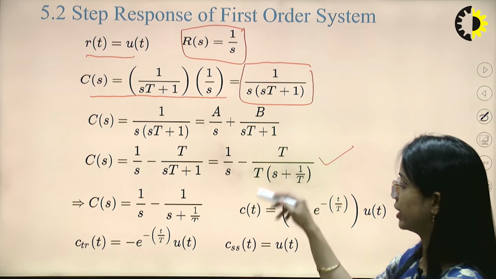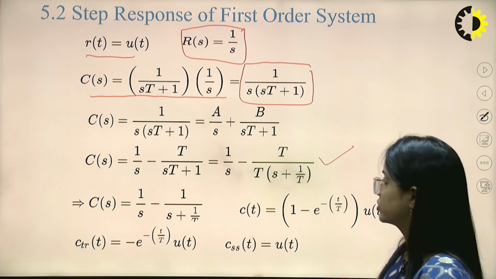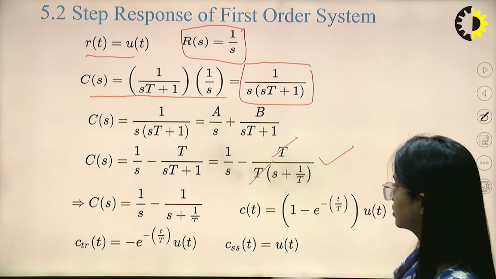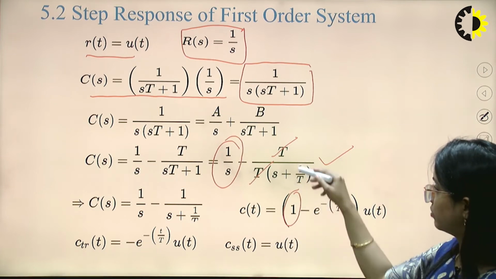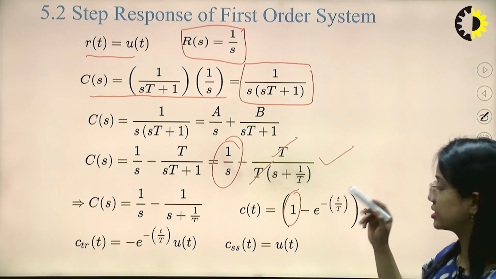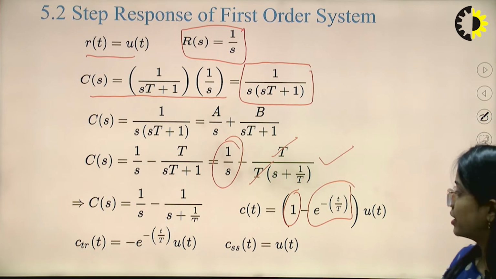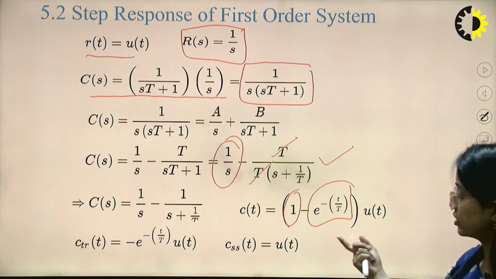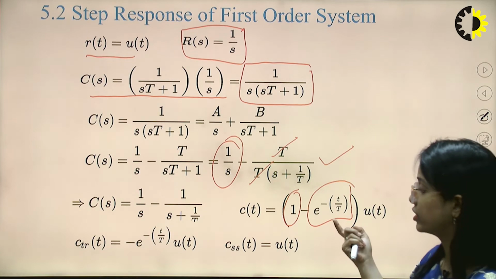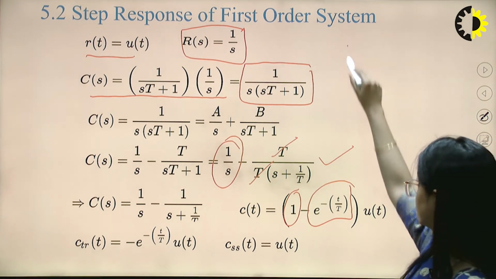C(s) will be equal to 1/s minus T/(Ts + 1), that is 1/s minus 1/(s + 1/T). So here we can see that this T cancels out. This 1/s is 1, and then 1 upon s plus 1/T, as in the previous case, is e raised to the power minus t/T. This is what we call the overall output, and from here as well we can see that we have to find the overall output, and the output here can be redrawn.